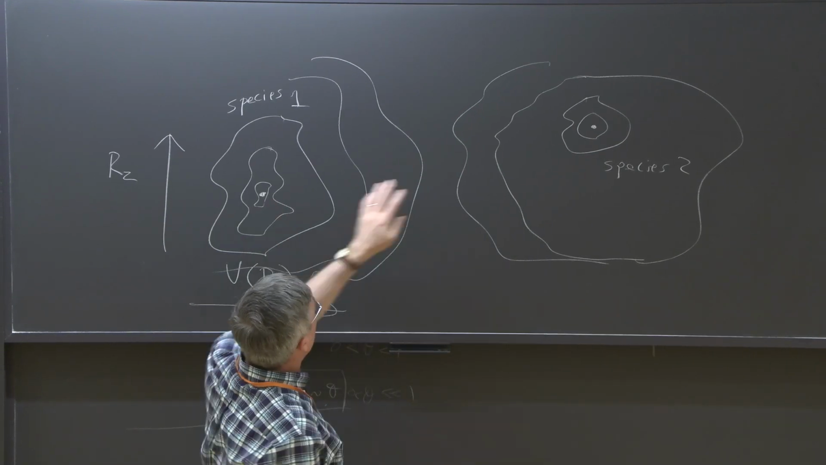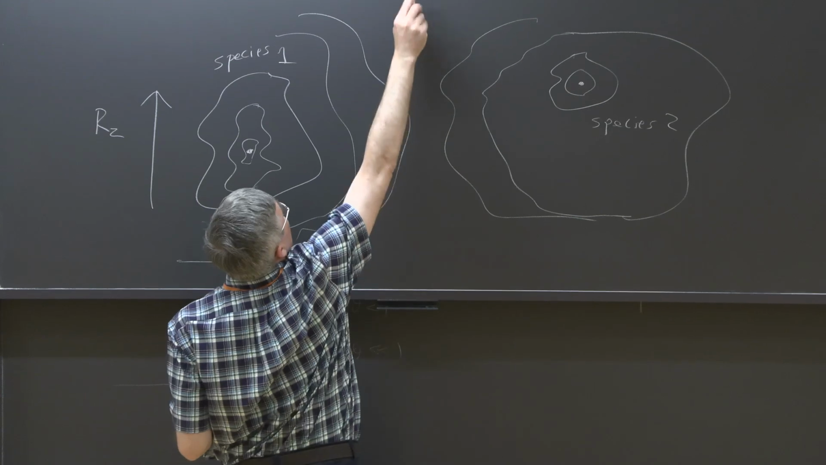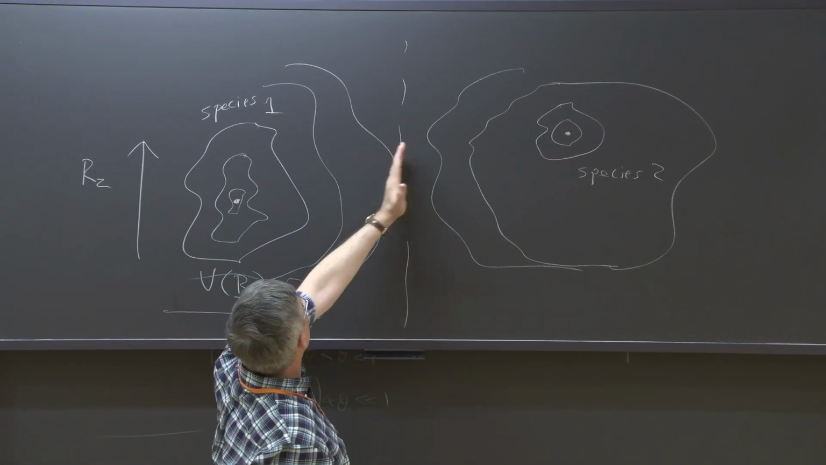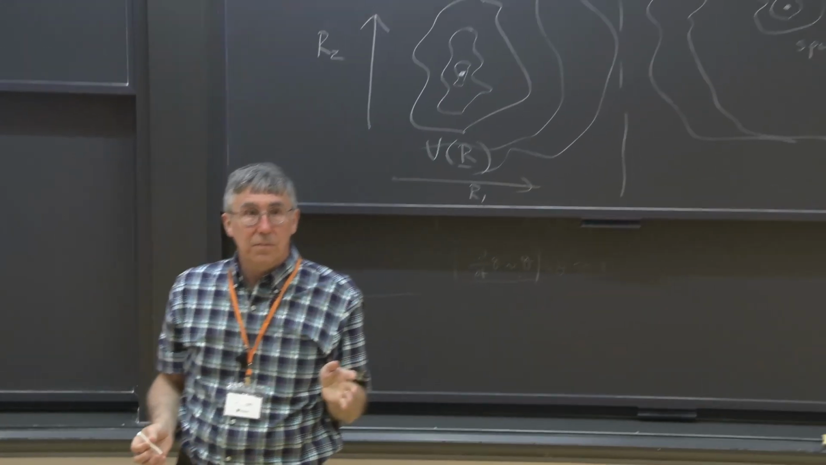So to get from here to here, I have to go over this mountain ridge. And so then I might say, I'll draw my boundary here and say everything on the left is species 1 and everything on the right is species 2. Is that the idea? Is that right?